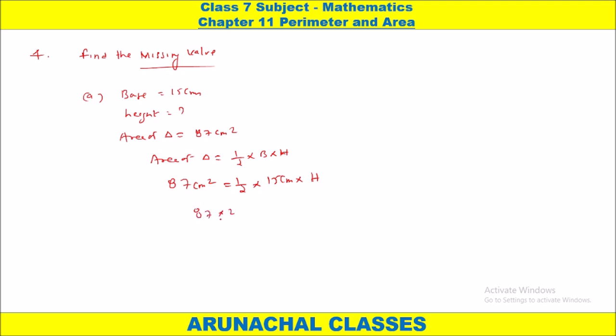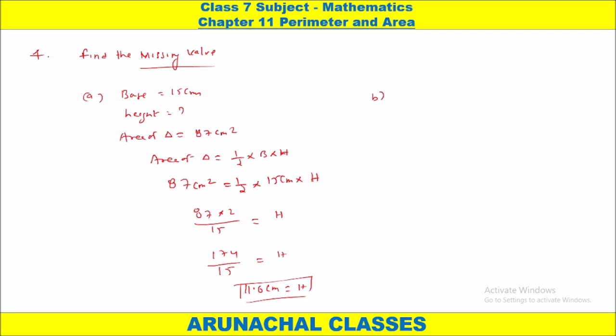Now 87 multiplied by 2 divided by 15, that is the height. Now if I multiply 87 by 2, it will be 174 divided by 15. Then we have to divide this particular numerator by this 15 value, so I will get 11.6 centimeter, that is the height of the triangle.